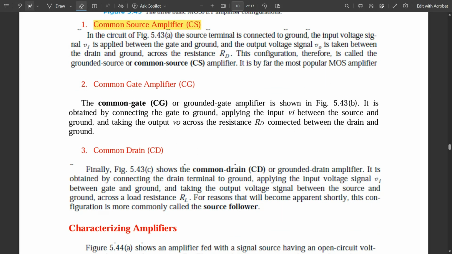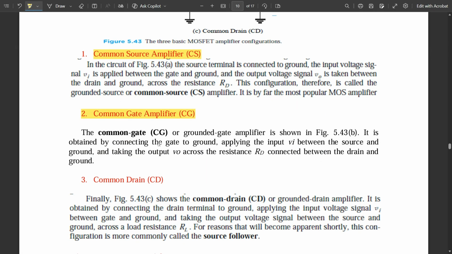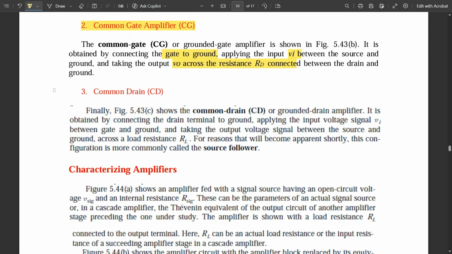Next is common gate amplifier or CG amplifier. The common gate or grounded gate amplifier, which is shown in figure 5.43b, which is this one, is obtained by connecting the gate to ground, applying the input Vi between the source and ground, and taking the output V0 across the resistance RD, which is connected between drain and ground. So this is the definition for a common gate amplifier, and the final terminal is common drain.